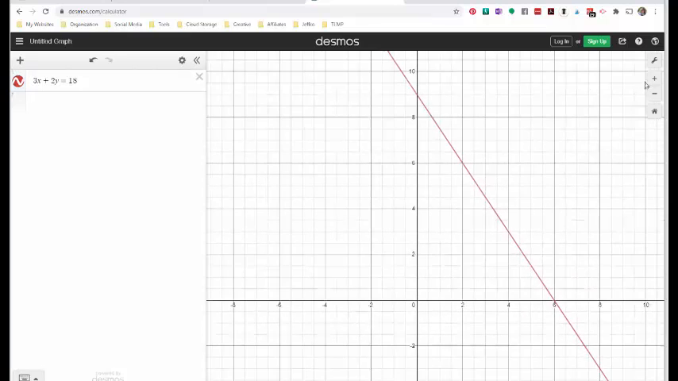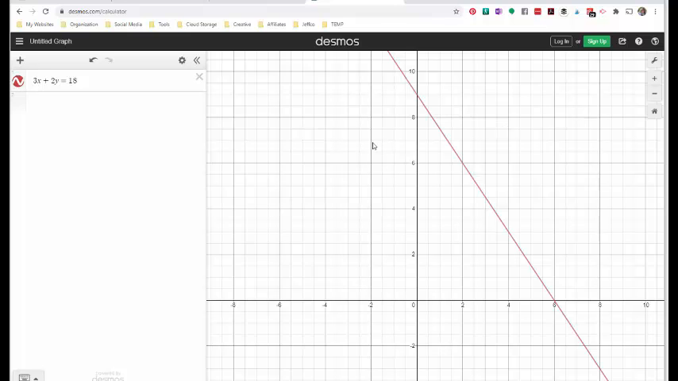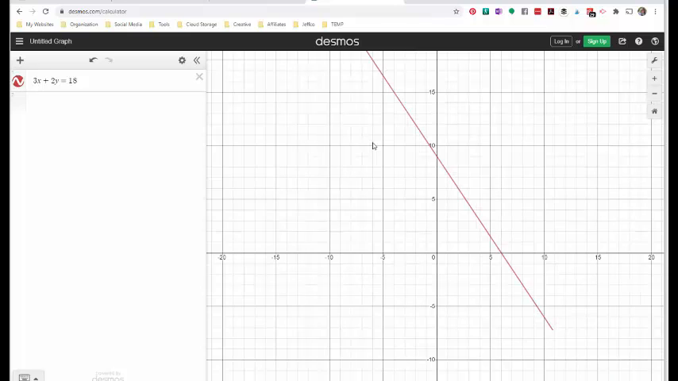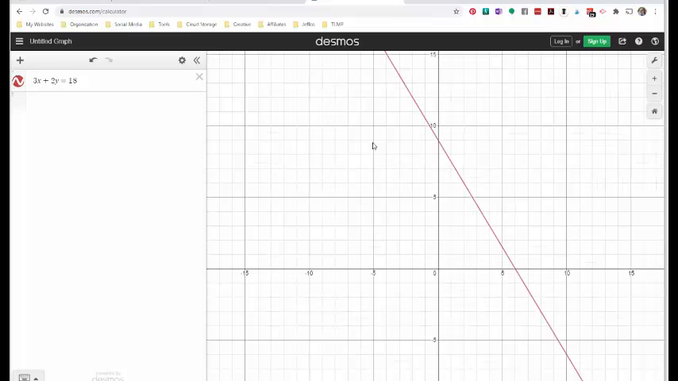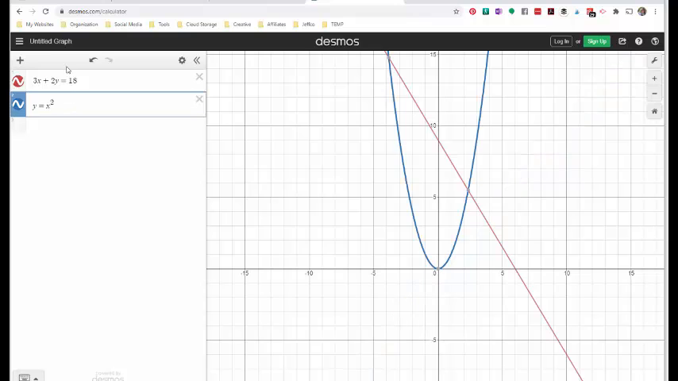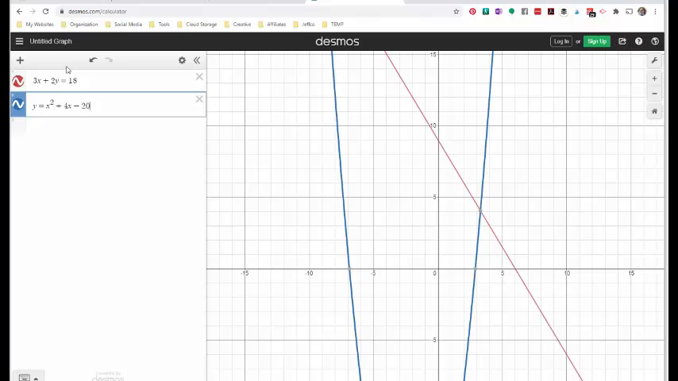Okay. You can also use the plus and minus over here to zoom in and out. And I believe on a touch screen, yeah, I have a touch screen, and I'm able with my fingers to zoom in and out by pinching as well. If I want to put a second equation, I'm just going to put the second equation right here on the same graph. There we go. Plus 4x minus 20. And there's our parabola.